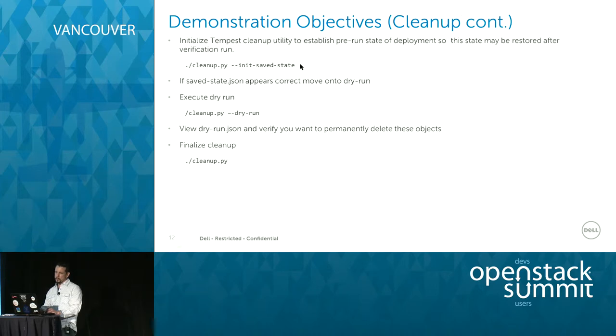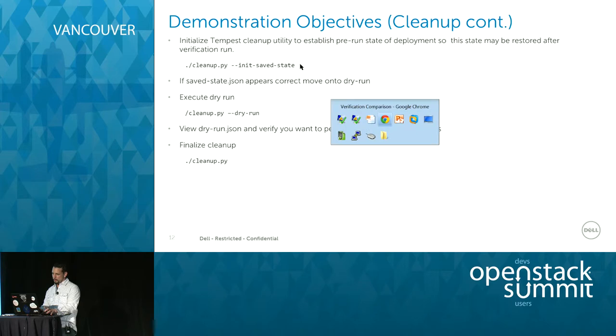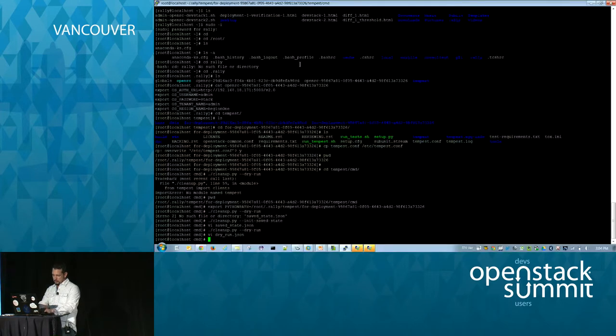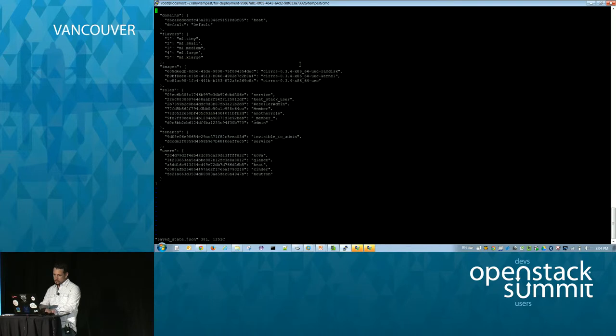So the very first thing you want to do is init the save state, which takes a picture of your cloud before Tempest was run. In this case, we did the init save state after, so you have to clean up a lot of the stuff in there. That will create a file called savestate.json. And what this basically is, is all the stuff that you want to keep and not delete. So it's a whitelist of objects that you want to keep, objects and tenants. So this stuff will not be touched by the cleanup tool.